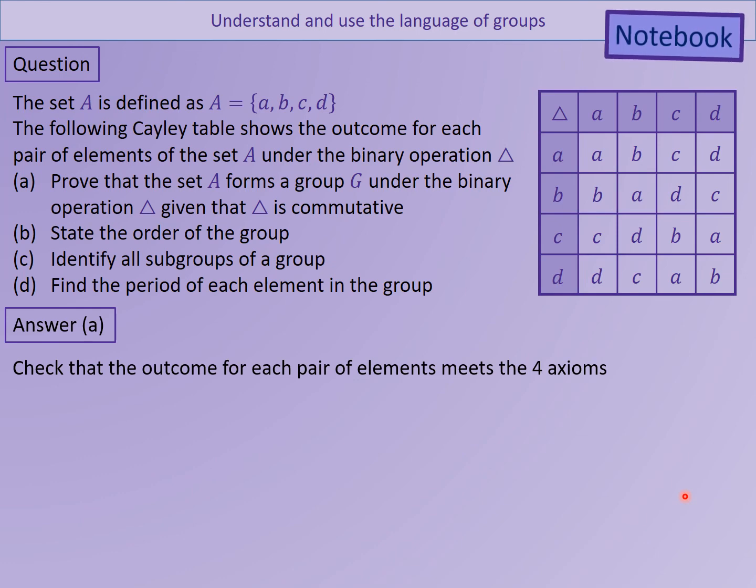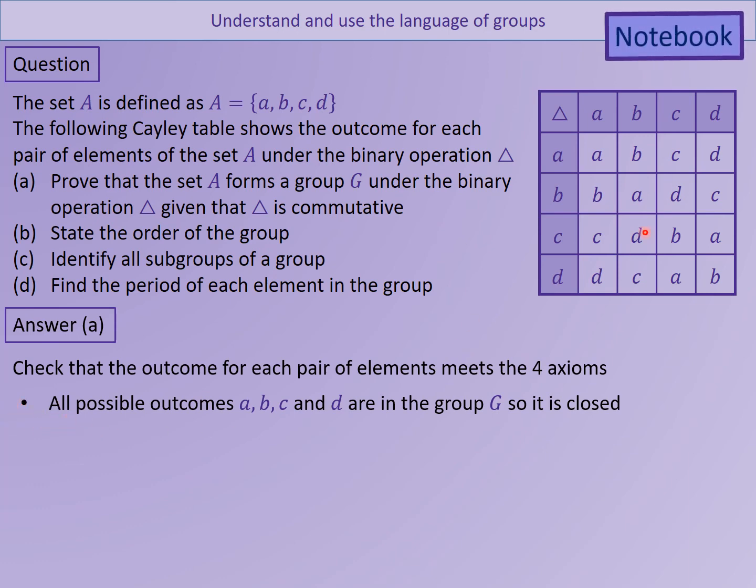Okay, so if I want to show that it's a group, I've got to fulfill the 4 axioms. Now, just because the elements are letters rather than numbers doesn't mean we shouldn't be able to figure this out. So the first thing we need to do is just have a look and see whether it's closed. Notice that all the outcomes here, A, B, C, and D, are all in the original set. There's nothing different in here that wasn't in the original set. Whatever elements I pick and do the binary operation triangle to, the answer I get is always in the original set. So therefore, it is definitely closed. All possible outcomes are definitely within the group G, because we're trying to show that it forms a group G. So I've shown it's closed.